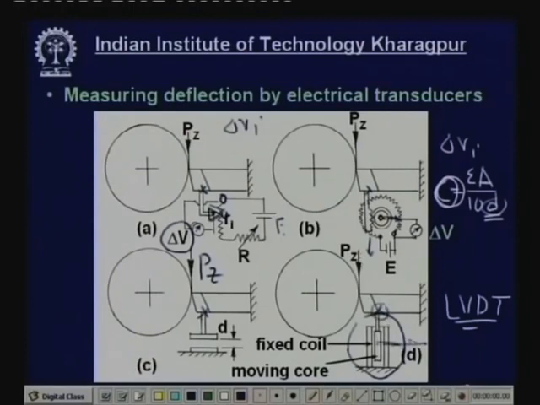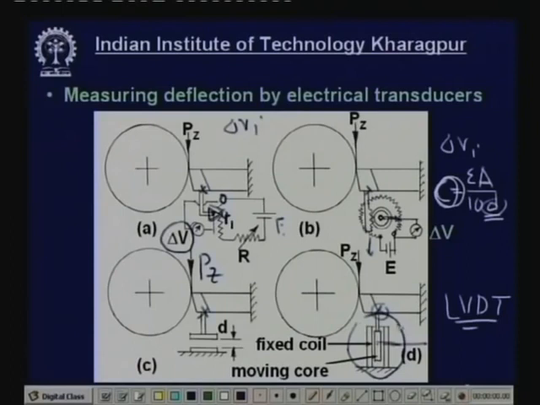Therefore the voltage that will be generated into the secondary coil due to the movement of the core will be proportional to the force Pz. Now this relation will be established finally by calibration. So by calibration we can determine the value of Pz from the voltage obtained in the secondary coil of the linearly variable differential transformer. But here the movement should not be very large, it should be within a limit, otherwise the sensitivity will be lost.